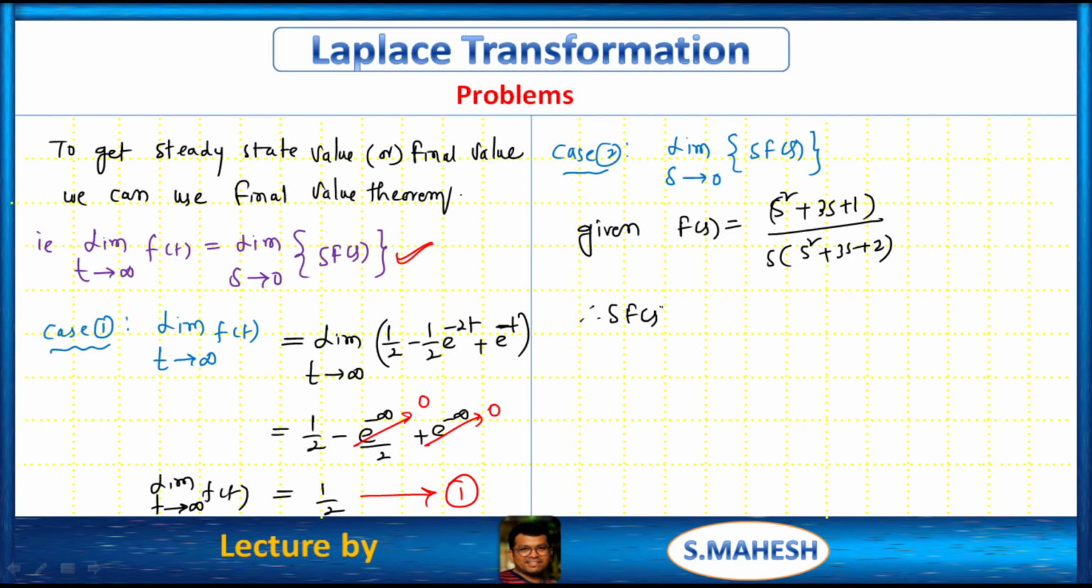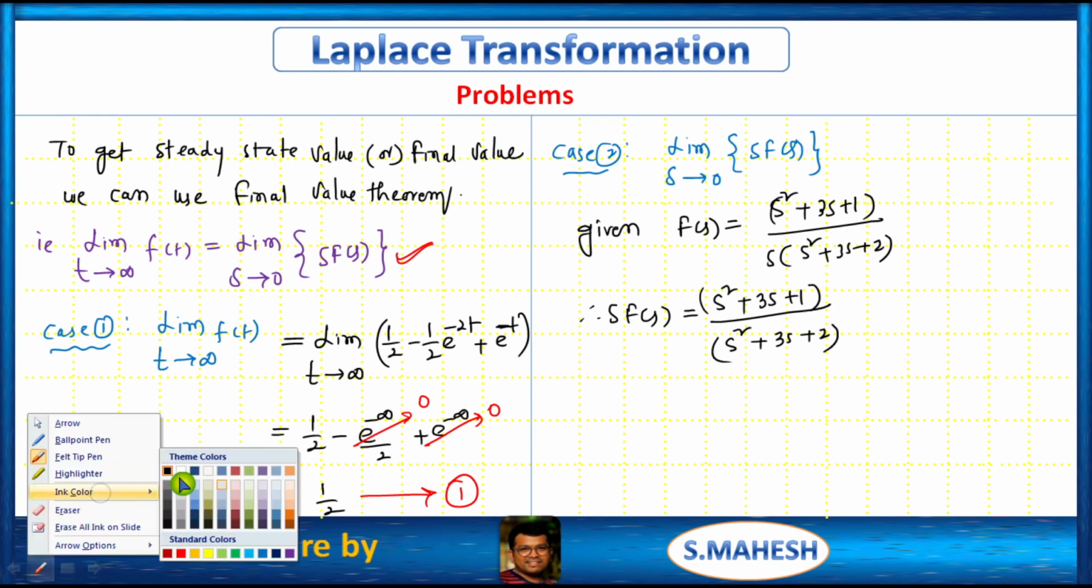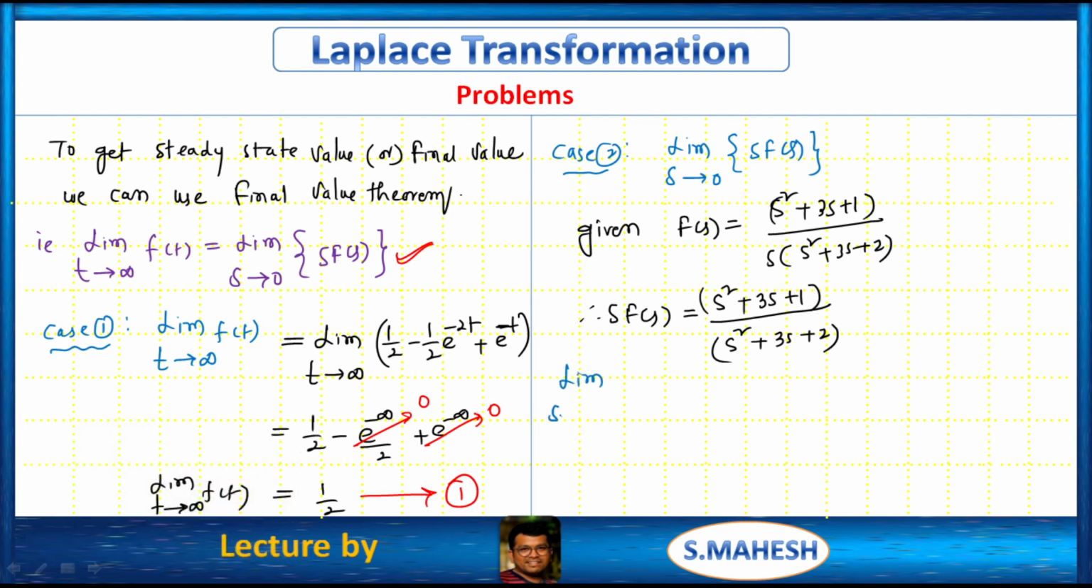Therefore, s into f of s equals s square plus 3s plus 1 by s square plus 3s plus 2. That's it. Now from this, limit s tends to 0 s into f of s is nothing but limit s tends to 0 of s square plus 3s plus 1 by s square plus 3s plus 2. Simply when we substitute the value s equals 0, obviously we will get the value equal to 1 by 2, right?